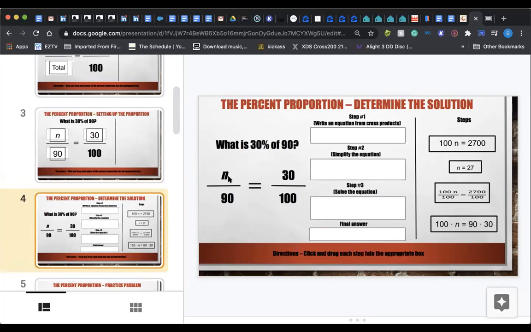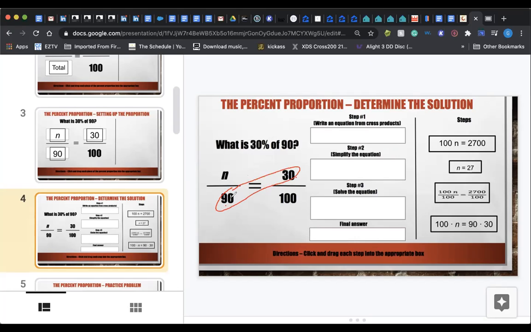I have n over 90 is equal to 30 over 100. What's my first step? My first step is to write an equation from the cross products. So what does that look like? What is my result when I cross multiply? That's what it's asking me to do. What are my cross products? It's the result of the cross multiplication. So when I cross 90 and 30, what am I going to get? What's 90 times 30? 270.